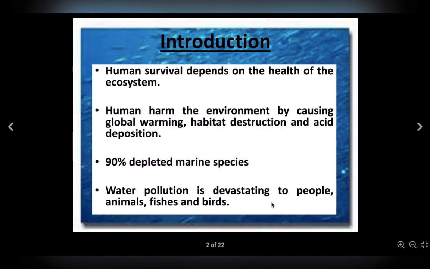Because of the quest for survival, we have roughly 8 billion people struggling to survive on planet Earth right now. Because of this quest, we have depleted a lot of resources that are supposed to be the free gifts of nature. Human survival depends on the health of the ecosystem.